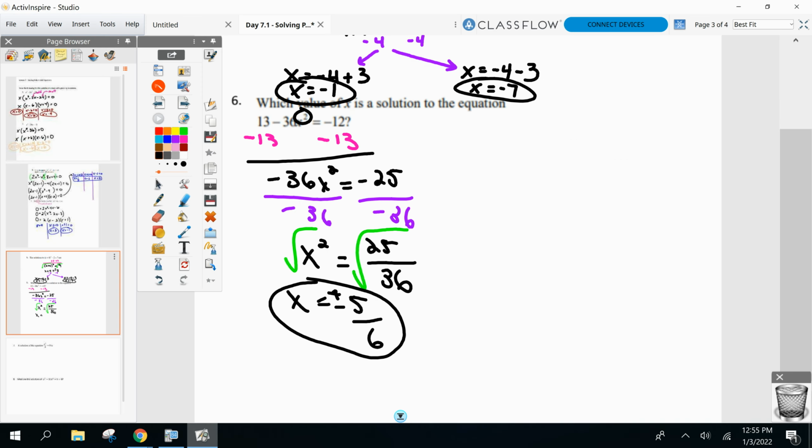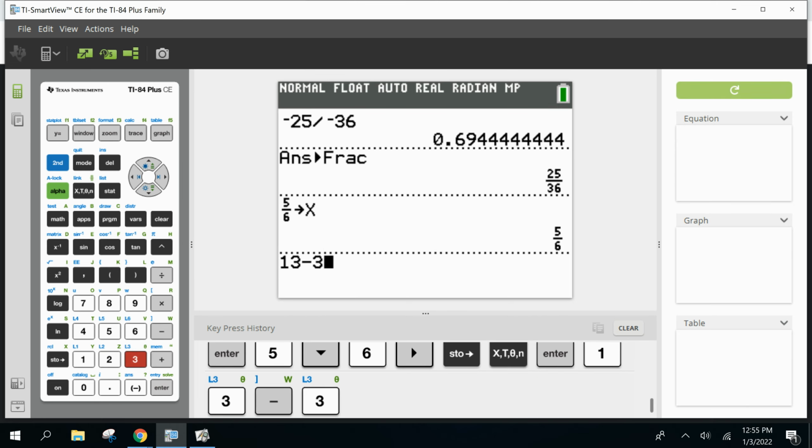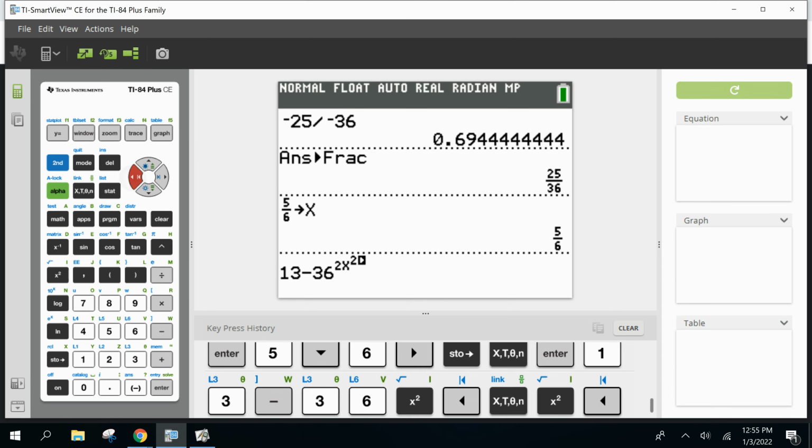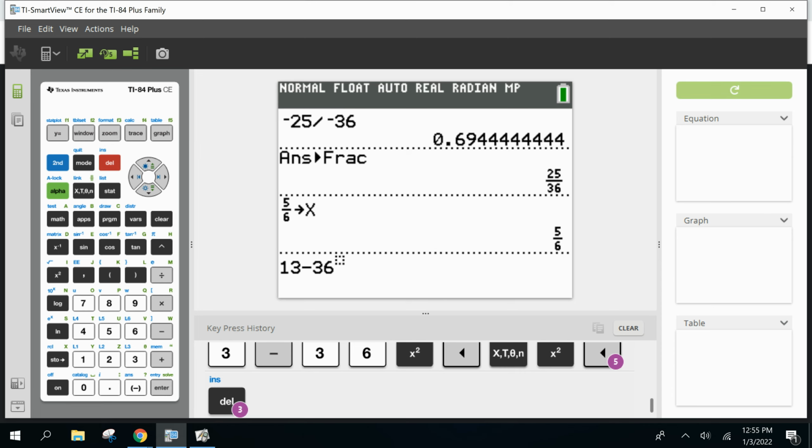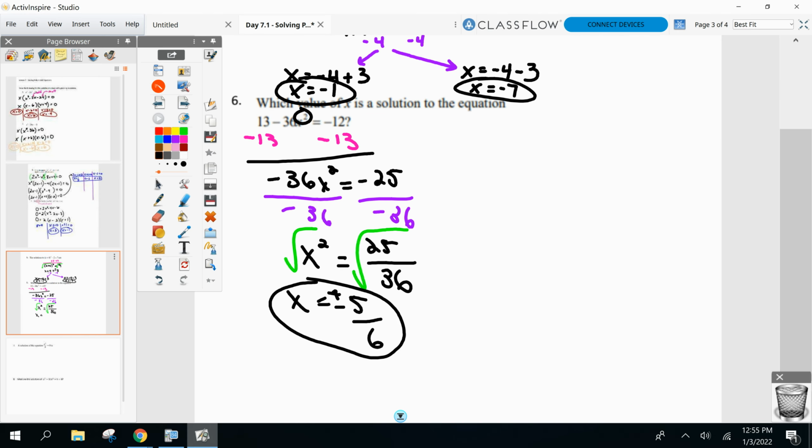And what are we checking here? 13 minus 36 x squared. And remember, what are we hoping for our answer here? Negative. Yep, and hopefully. Boom. And then go ahead and store negative 5 over 6 in. Same thing. Questions, comments, concerns?